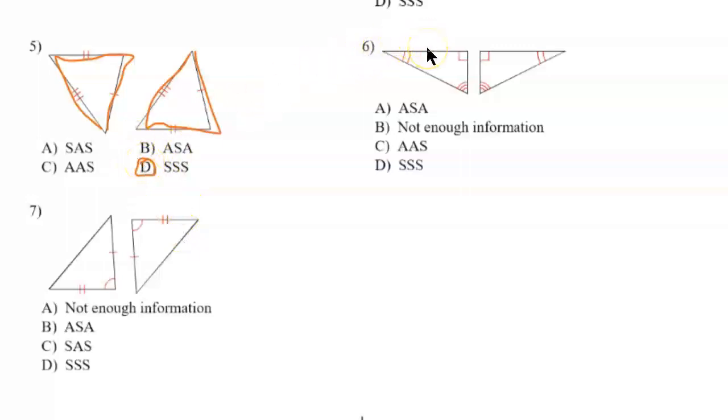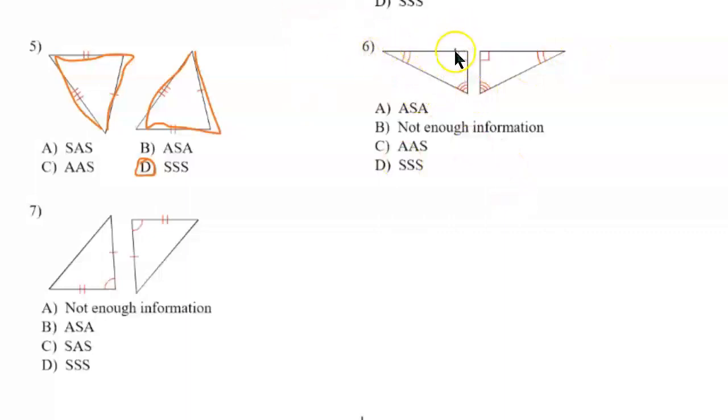Number 6, we know an angle, and there's an angle, and we know this angle and this angle, so that's two sets of angles, and we know these angles. So I'm going to start and go in order. Here we go. Let's go with a different color.